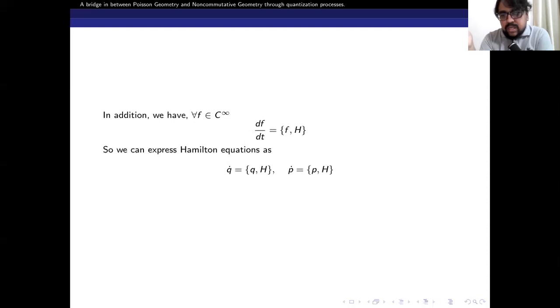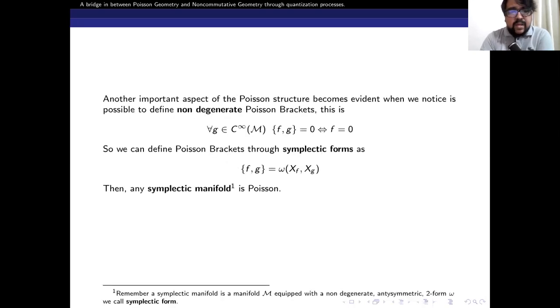In addition, for all smooth functions, their changes can be written using the bracket, so we can express the Hamilton equation using the bracket as well, which is a remarkable result. Another important aspect of the Poisson structure becomes evident when we notice it's possible to define non-degenerate Poisson brackets by this statement, basically.